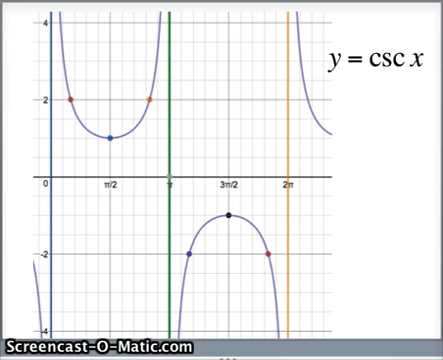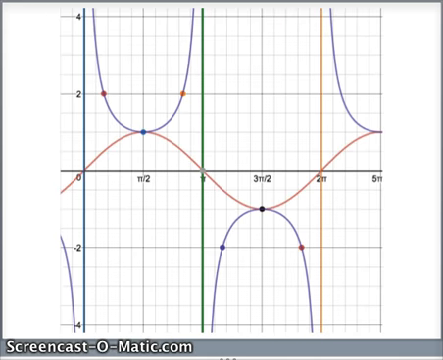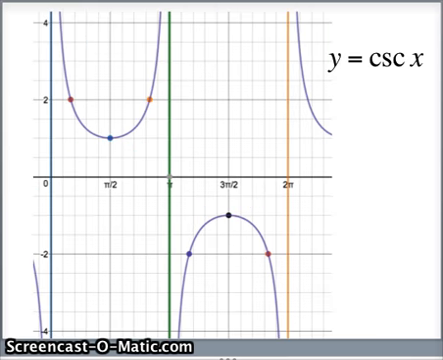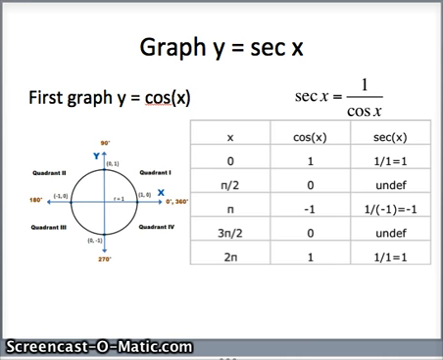But I always like to think of the cosecant in reference to sine. Start with sine, go from peak to asymptote, so that your result looks something like this. For cosecant, the reciprocal of sine.